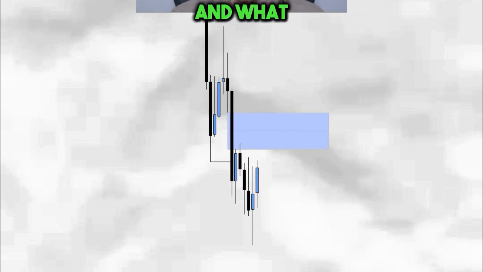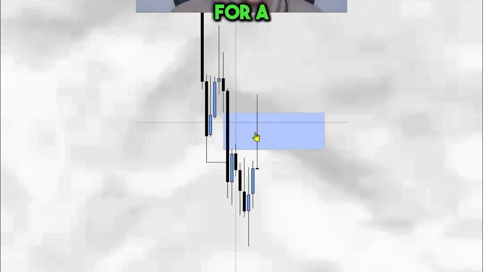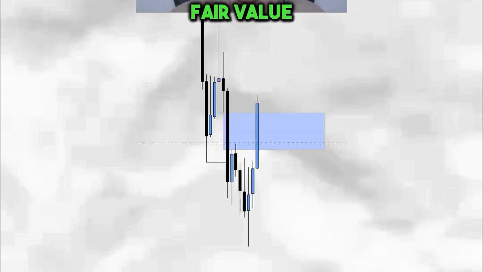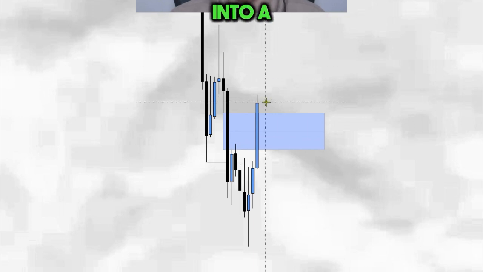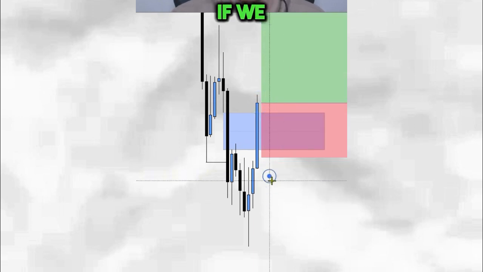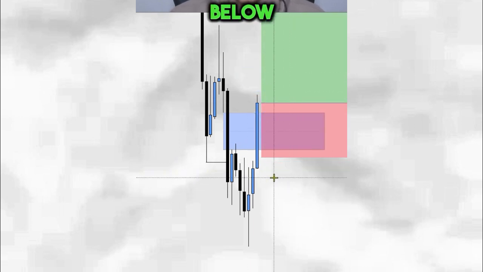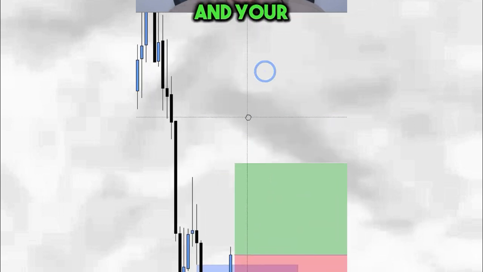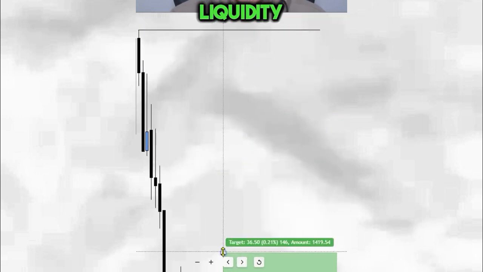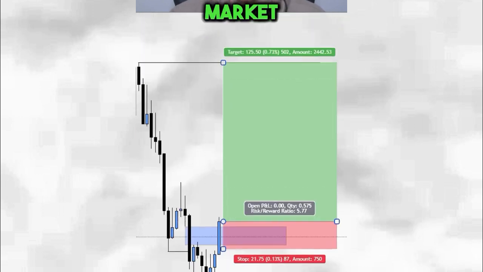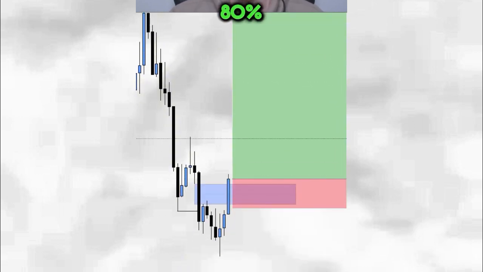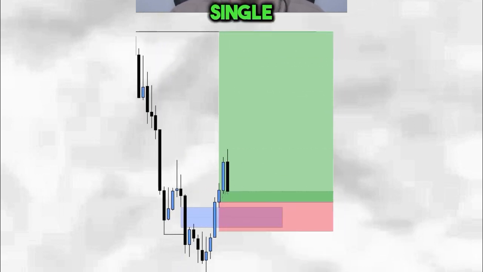What I do and what you should be doing is waiting for a candle close above a bearish fair value gap. This then means that we can enter into a long position. Our stop loss will be if we get a candle close back below this now inversion fair value gap, and your take profit will simply be buy side liquidity that is resting in the market. This model has over an 80% win rate. I trade it live every single day on my Discord.